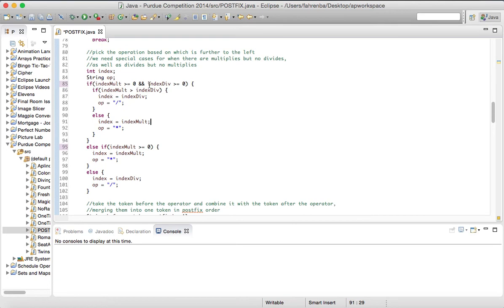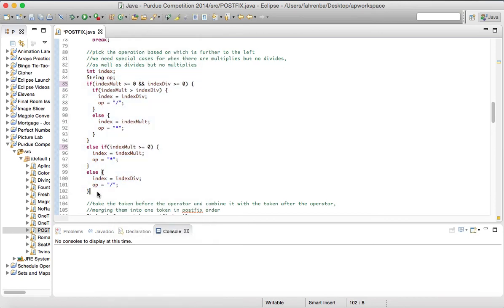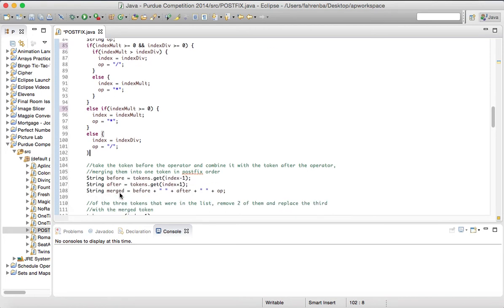So what happens if you don't have both a multiply and a divide? Well, what if you just have a multiply? Then you should pick the multiply operator. That's clearly the furthest to the left. And otherwise, if the index of the multiply is not greater than or equal to 0, then it must be the index of division that's greater than or equal to 0. So I pick that one. So after this long block of code, I'll have picked an operator, either a multiply or divide, and it'll be the one that's furthest to the left in the string.